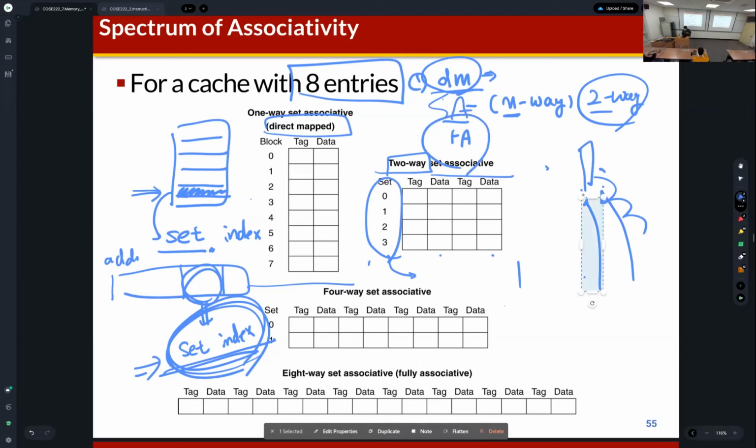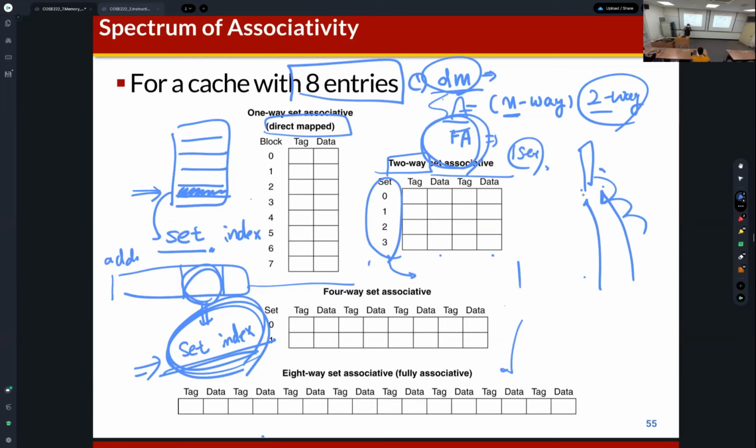And then a fully associative cache has only one set. Okay, there is no set in the fully associative cache, which means there is only one set. So in a fully associative cache, the number of blocks in this one set is equivalent to the number of total cache blocks, right?